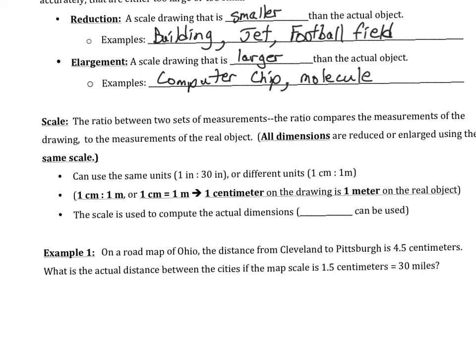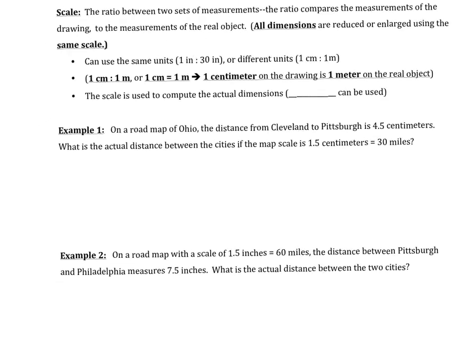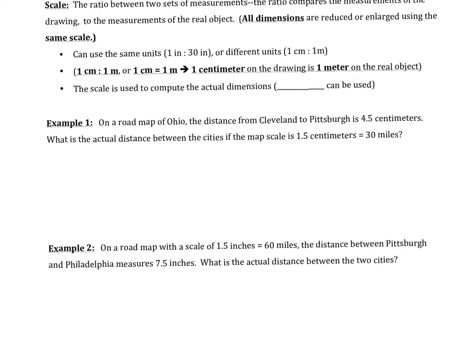Anyhow, moving on. Example number 1. On a road map of Ohio, the distance from Cleveland to Pittsburgh is 4.5 centimeters. Well, obviously it's not 4.5 centimeters from Pittsburgh to Ohio. What is the actual distance between the cities if the map scale is 1.5 centimeters equals 30 miles?